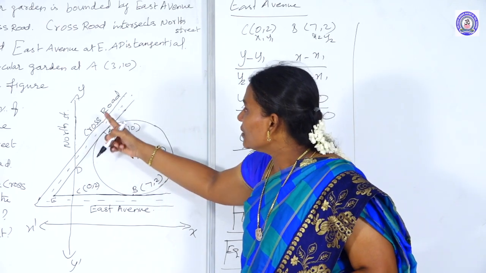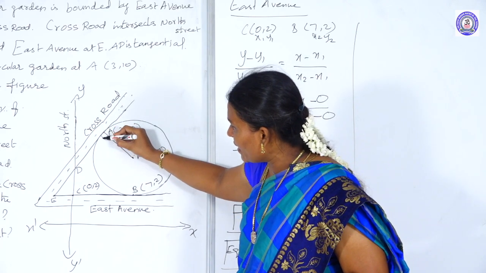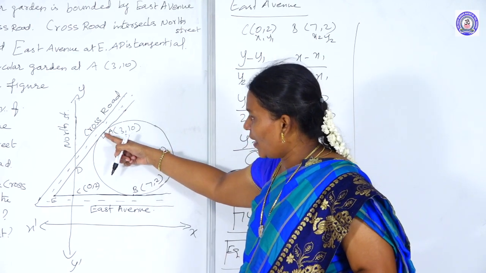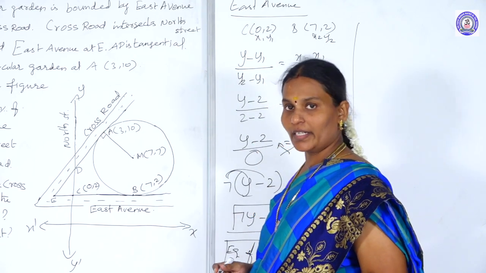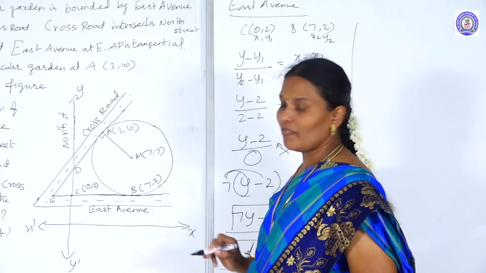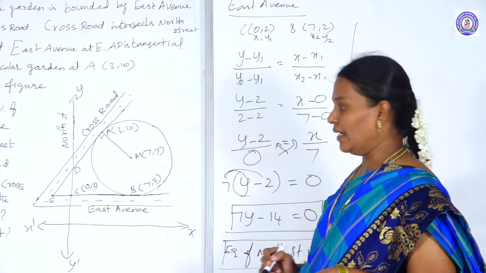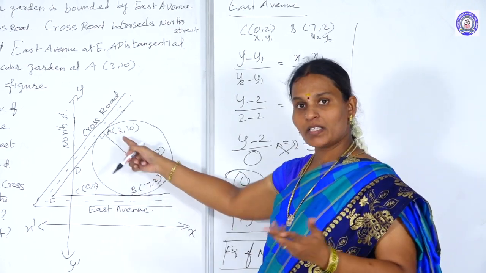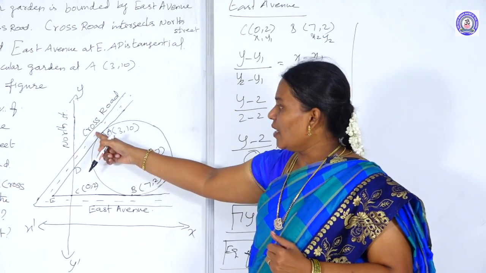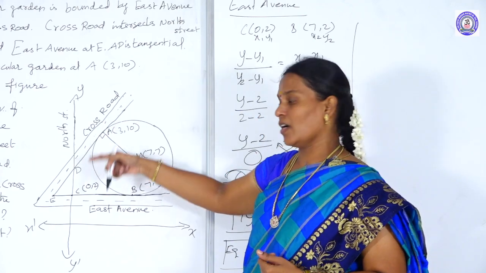Okay, so the tangent is always perpendicular to the radius. So here you know already the one point because that is a touching point, isn't it? Tangent. Okay. So the point of contact, A is the point of contact. So you know one point, and you can find out the slope of AM because the 2 points are given here. Okay. So these two are perpendicular, which means you can find out the slope of the crossroad.